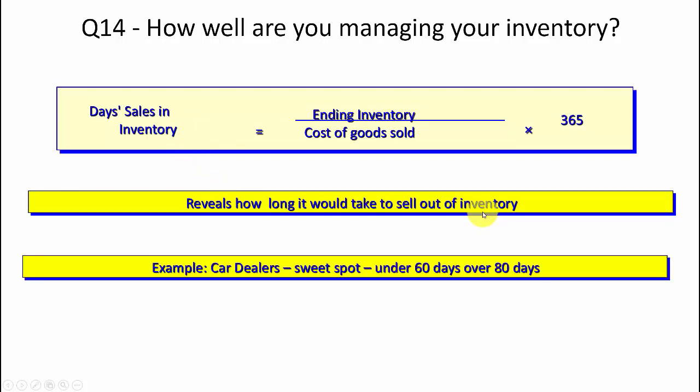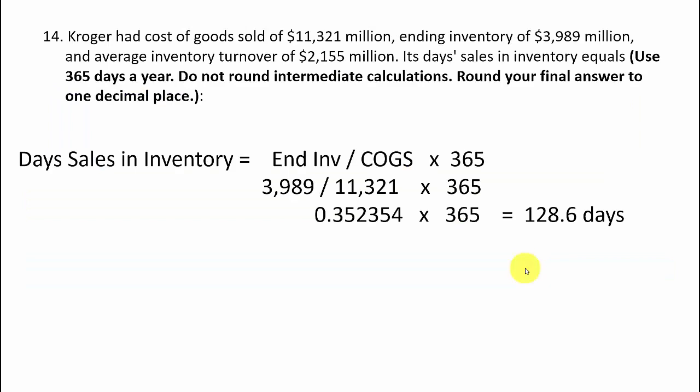Now, there isn't any such thing as higher is better or lower is better for this ratio. What really matters is the sweet spot. For example, car dealers would like to have at least 60 days of inventory, but not more than 80. If they have less than 60, then they might lose a sale because they don't have the selection that the customer wants. And if they have more than 80, then they're probably just going to be washing and dusting cars all the time. Here's our first question, number 14.